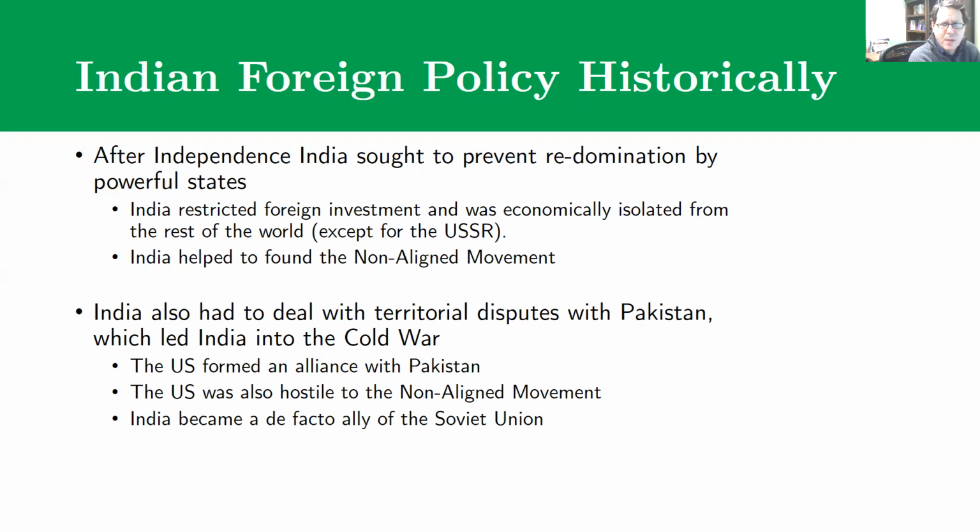So when we look at India's foreign policy historically, India, when it gains its independence from Britain in the late 1940s, is really focused on preserving that independence and preventing a redomination of India by powerful states, preventing a new wave of colonization. And the most obvious place that plays out is how India cuts itself off from foreign investment. Essentially, multinational corporations are not allowed to operate in India for fear that they will be a Trojan horse that will bring in foreign influence. And that leaves India really quite isolated from the rest of the world.